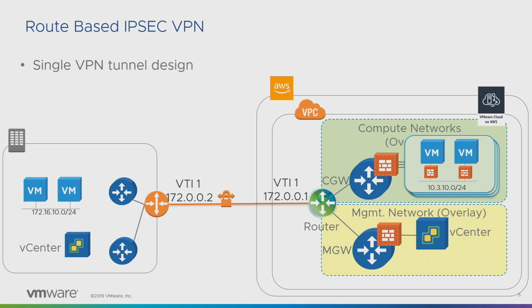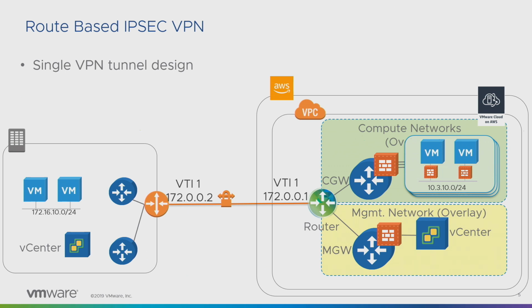So what customers can do is set up IPSec VPN to their on-premises environment. Then they can set up this virtual tunnel interface on the SDDC, and then they can run BGP using this VTI. So they're doing BGP over the route-based IPSec VPN. So networks are automatically learned from the SDDC, and vice versa from on-premises.